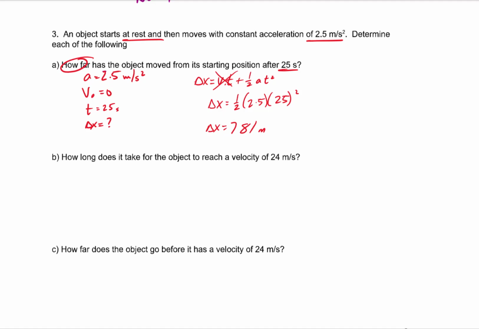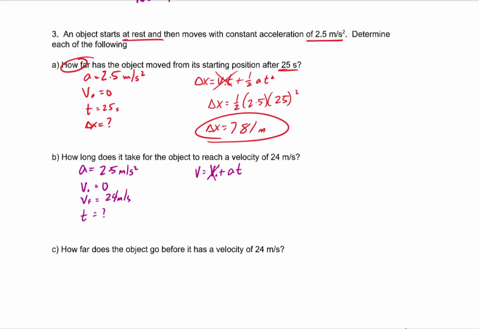Part B, how long does it take for the object to reach a velocity of 24 meters per second? For our knowns, we still know that the acceleration is 2.5 meters per second squared. We still know that the initial velocity is 0, but now we know that the final velocity is 24 meters per second, and we want to find the time. So the equation that has all 4 of those things in there is the final velocity equals initial velocity plus acceleration times time.